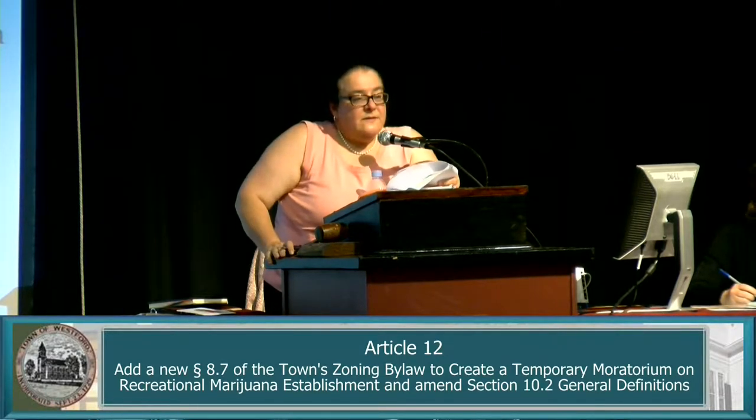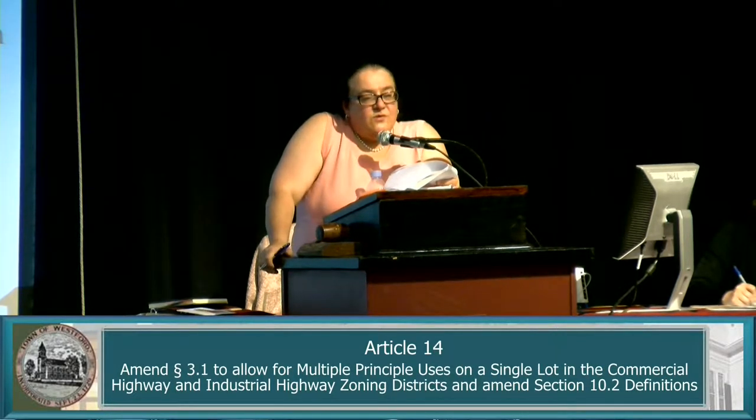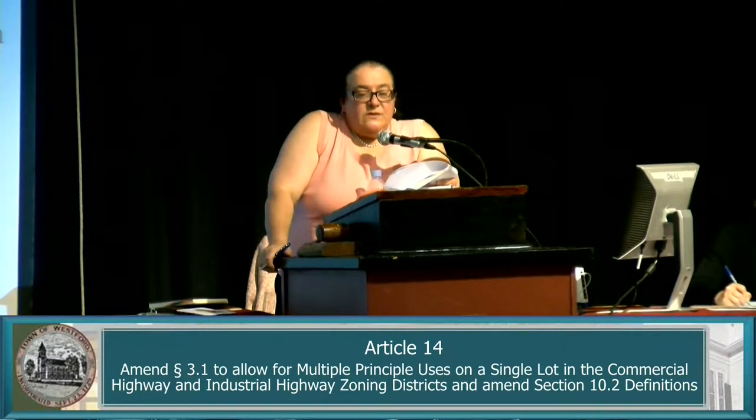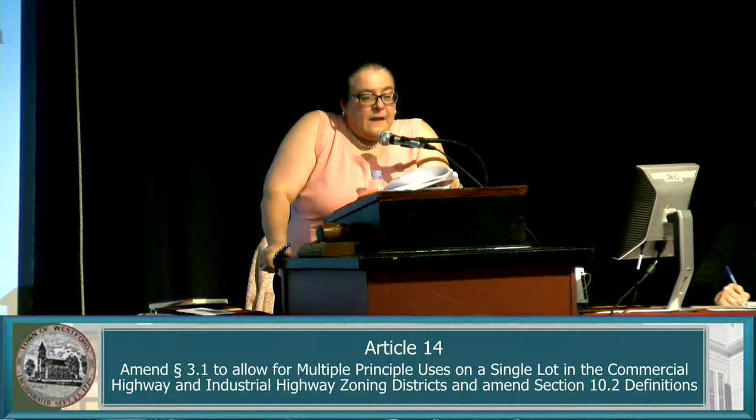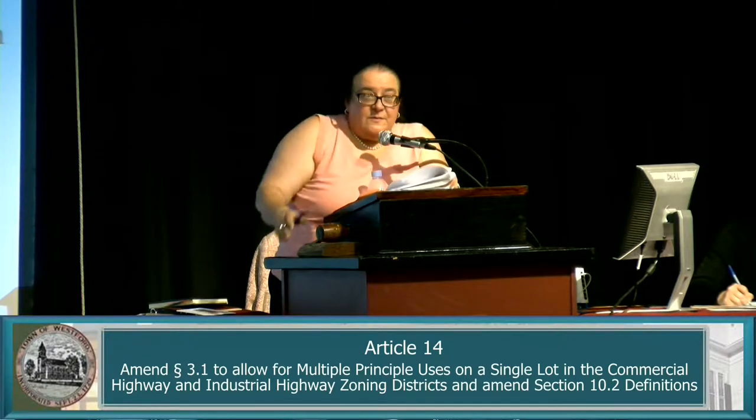Zoning bylaw amendments, Article 14: amend Section 3.1 to allow for multiple principal uses on a single lot in the commercial highway and industrial highway zoning districts, and amend Section 10.2 definitions. I have a motion under Article 14 as printed in the motion sheet. Is there a second? Thank you. This has to be passed with a two-thirds majority. Kate Hollister, would you be so kind?